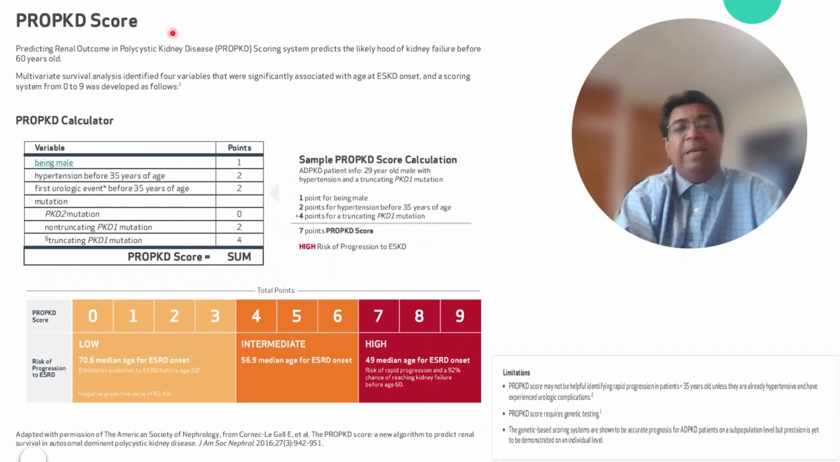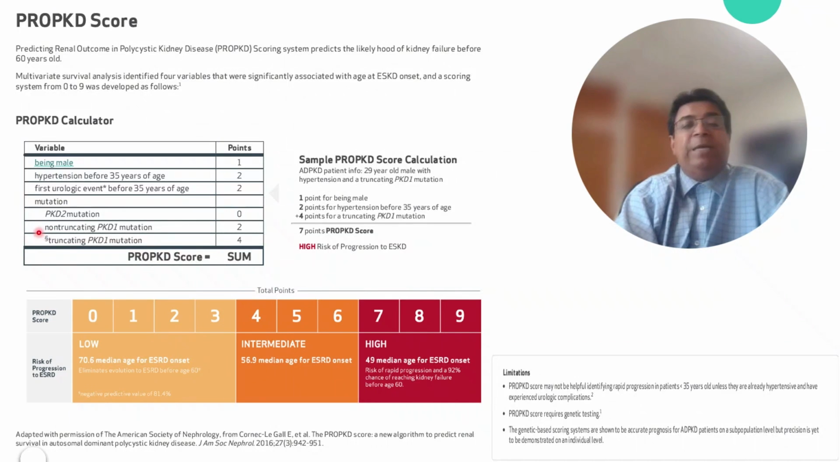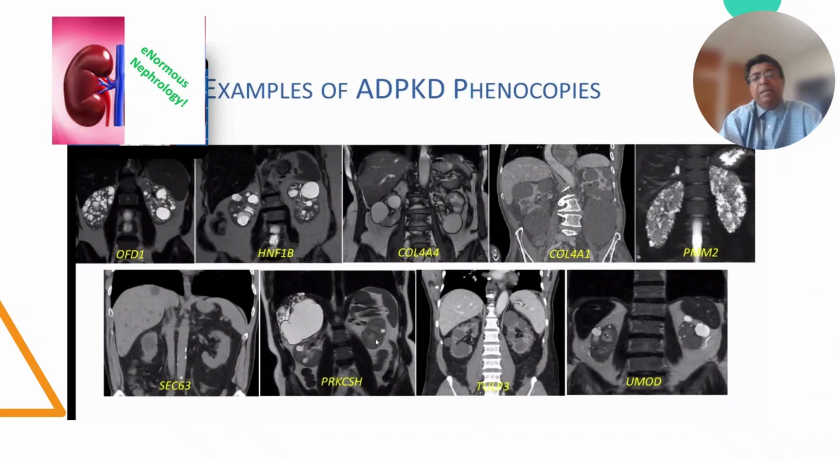This is the PROPKD calculator, which takes into account whether you have PKD1 truncating or non-truncating, or PKD2, or other factors such as gender, hypertension before 35 years of age, or first urological event before 35 years of age. So kidney volume is not the only factor. There are other factors to consider, including genetics, and more calculators will be upcoming. This is an example of ADPKD phenocopies, including Alport's syndrome, and then HNF1B and OFD1 are ADPKD phenocopies that you may run into. We will not delve into these in that much detail.